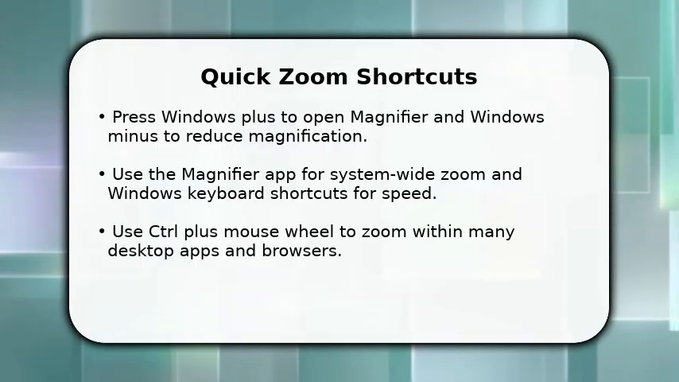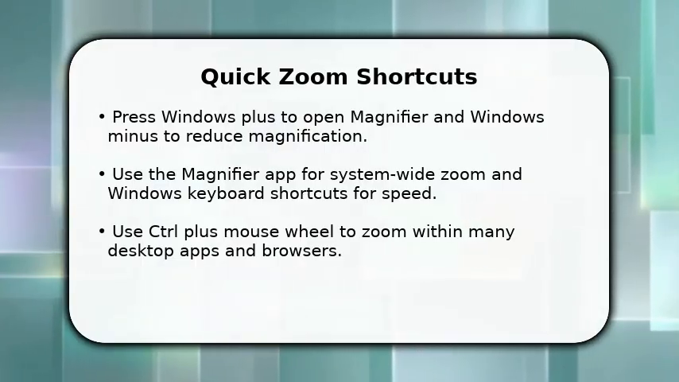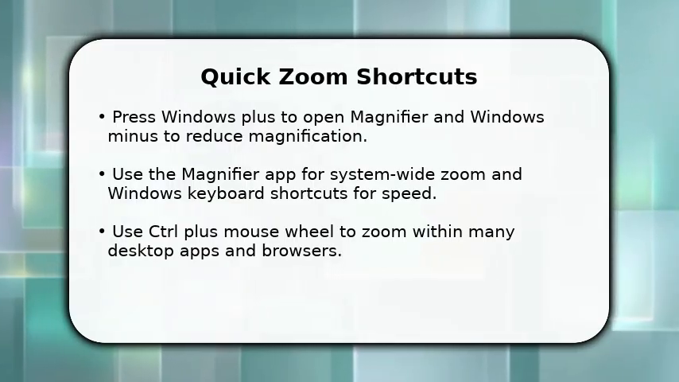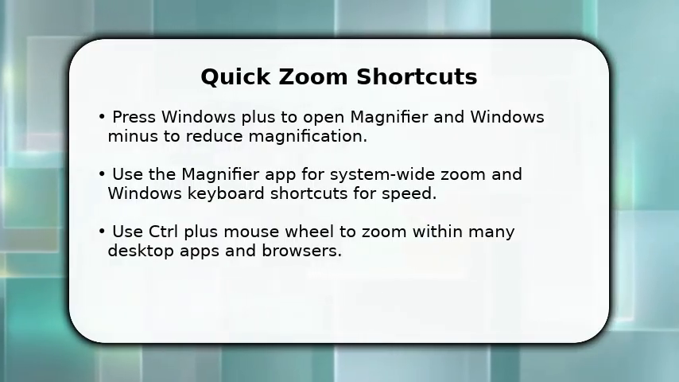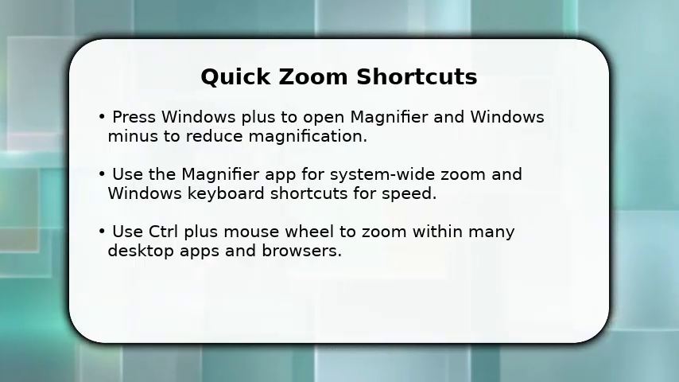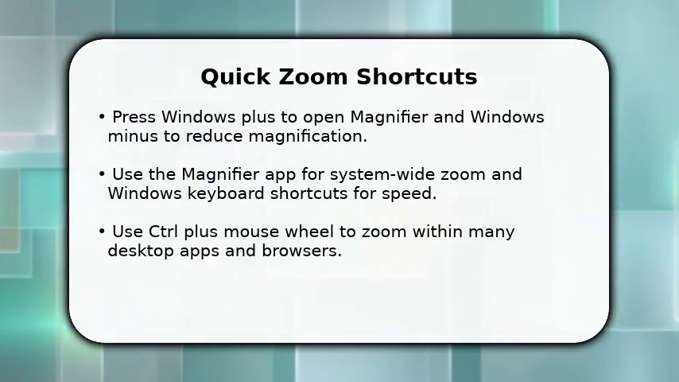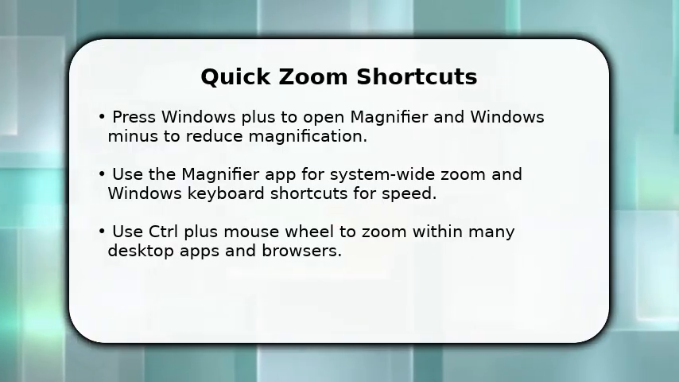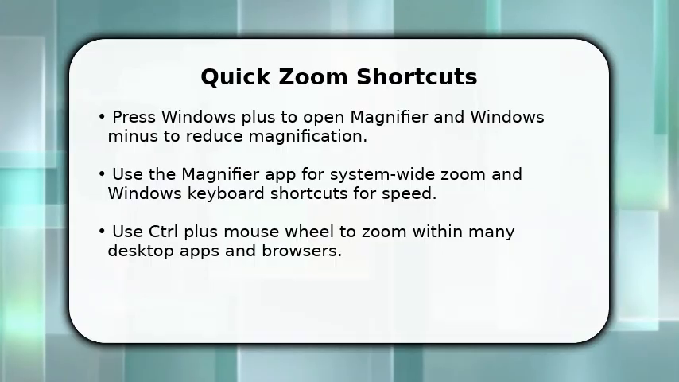This guide shows every way to zoom in Windows 10 quickly and reliably. Use the Magnifier app for system-wide zoom and Windows keyboard shortcuts for speed. Press Windows plus to open Magnifier and Windows minus to reduce magnification. Alternatively, use Control plus mouse wheel to zoom within many desktop apps and browsers.